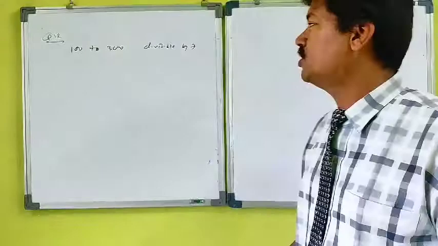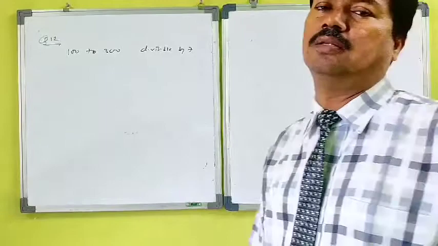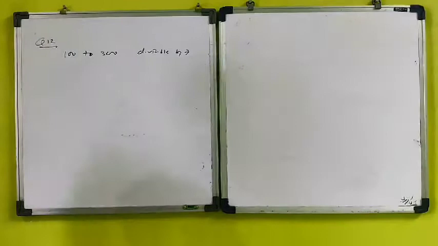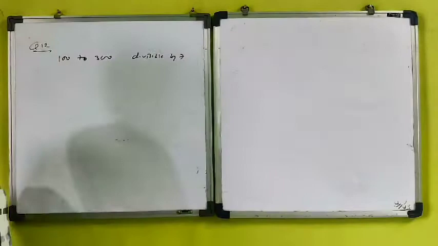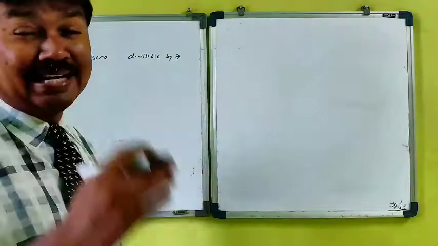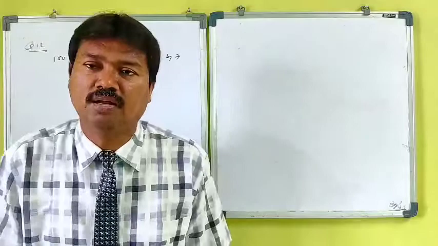Yes, the next one is quite similar to that. Between 100 to 300, what is the sum of the numbers divisible by 7? So you have to always look out for the first number. 7 14s are 98, so the first number here will be 105. So the first number is 105. Next is 112, like this.